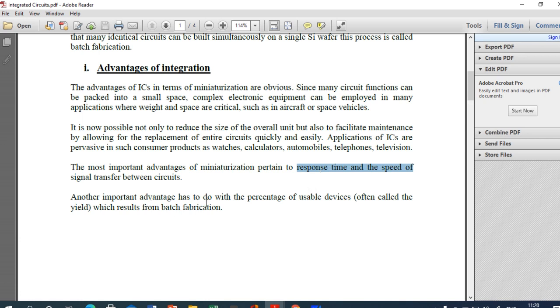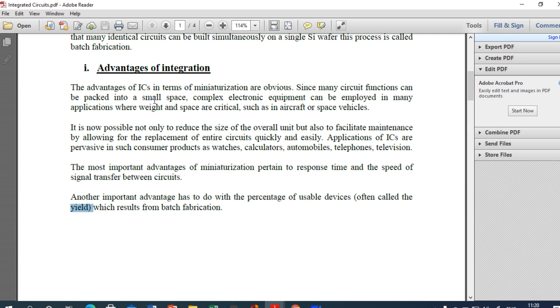Another important advantage has to do with the percentage of usable devices. Here the efficiency is often called yield also. Yield is nothing but the output product, or the expectation of the output. Here the integrated circuit achieves almost 99% of applications that can be implemented, and the efficiency of that IC is up to 100%. Because of this, integrated circuits are more suitable in the current technology compared with the previous technology.